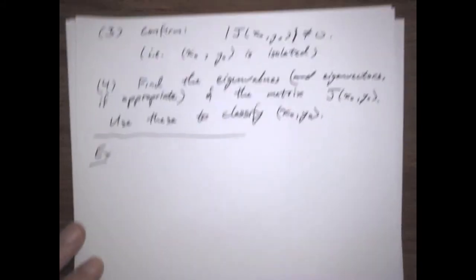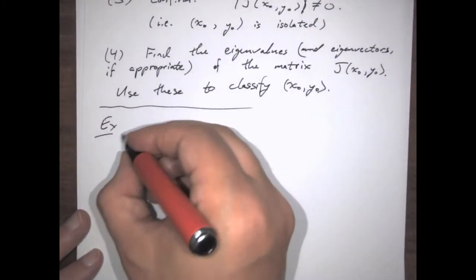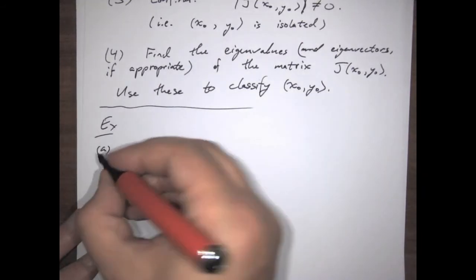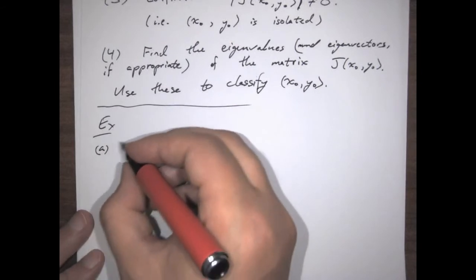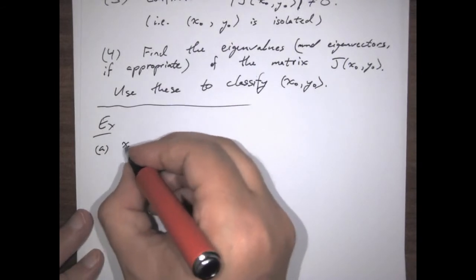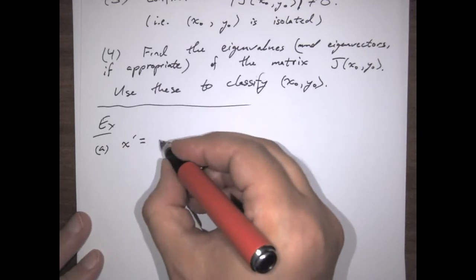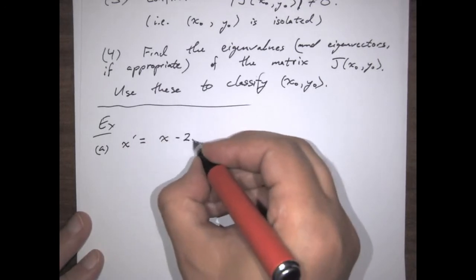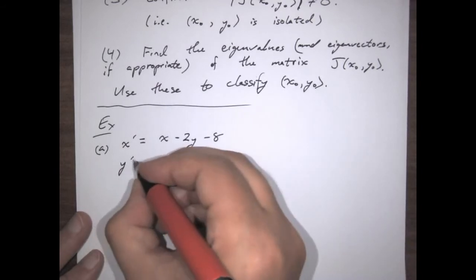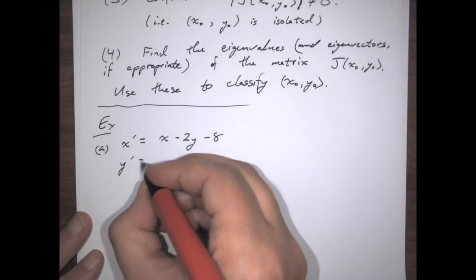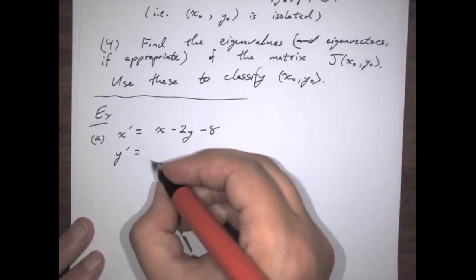So let's just try this and see, is it easy, is it hard? So to start with, we'll take an example where what we have are only constant terms disrupting the linear nature of the system that we're talking about. So x prime equals x minus 2y minus 8. And y prime is equal to x plus 4y plus 10.